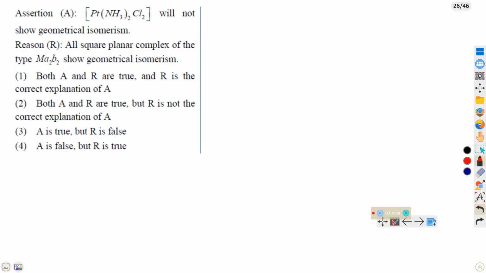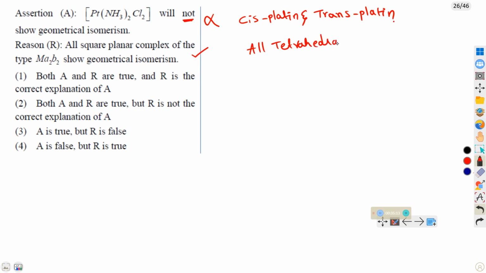Pt(NH3)2Cl2 will not show geometrical isomerism: wrong statement. This shows geometrical isomerism. Cisplatin and transplatin exhibit geometrical isomerism. All square planar complexes of the type Ma2B2 show geometrical isomerism. This is correct. Octahedral, tetrahedral: all tetrahedral complexes do not exhibit it. Is it false or true?